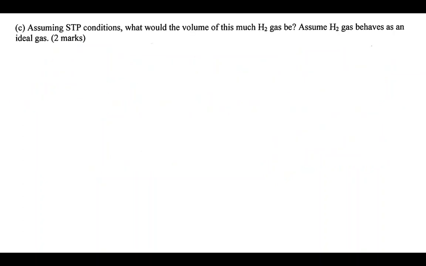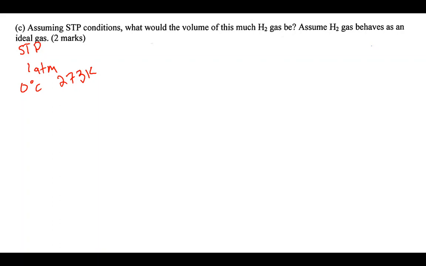So, assuming STP conditions, what would the volume of this H2 gas be? Assume the H2 gas behaves as an ideal gas. So the key thing with this question is remembering what STP stands for. So that's standard temperature and pressure. So that is 1 atmosphere and 0 degrees Celsius, or 273 Kelvin.